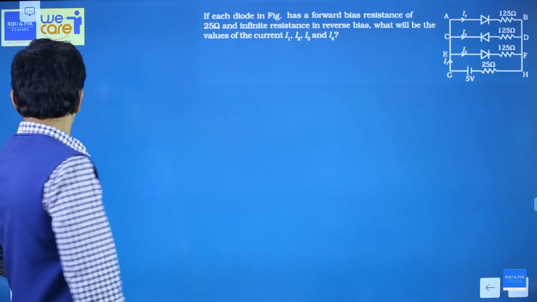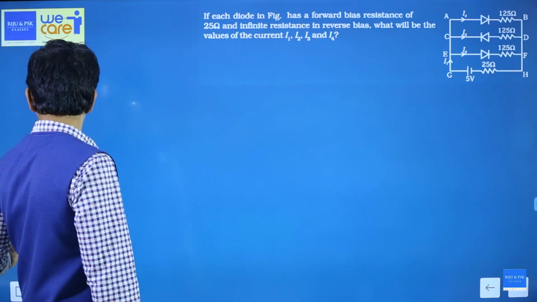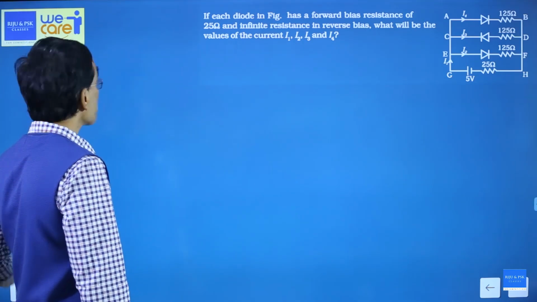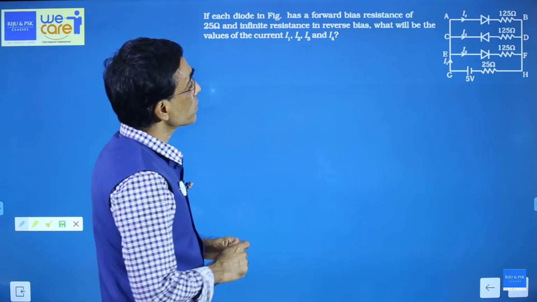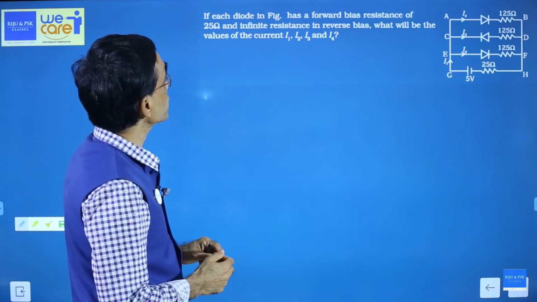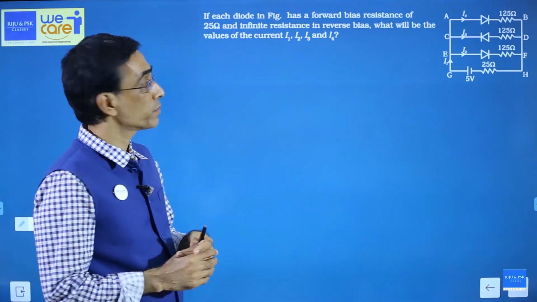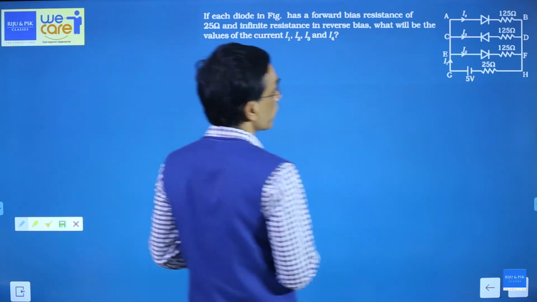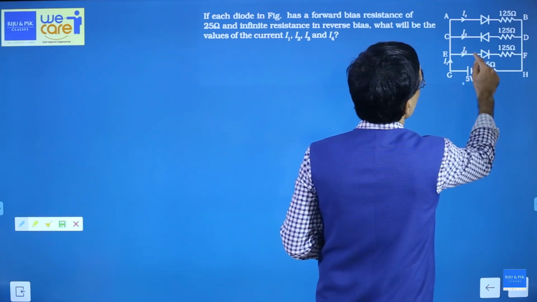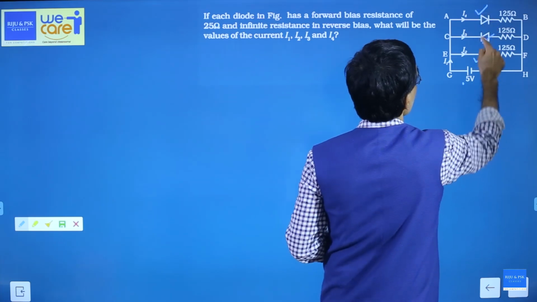Okay. Next one, again a question from exemplar, I guess. There are 3 diodes. Their forward bias resistance is 25 ohm. Which one is forward bias? First of all check. This is plus side, so this is forward bias, this is forward bias, this is reverse bias.